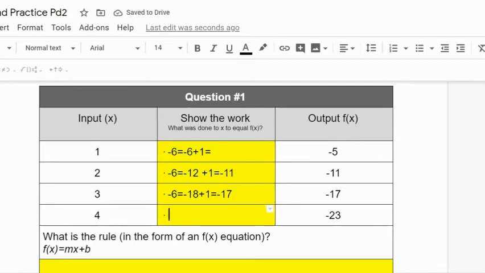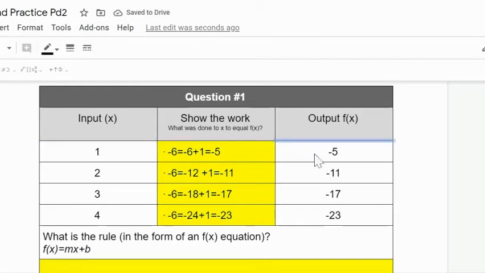Last but not least, bringing it home, making sure it works, we have 4 times -6, which would equal -24 if memory serves me correct, plus 1, and that would equal -23. So that's how I figured out my rule. So let's review, just because it is a lot to comprehend. It's going to make it all look the same.